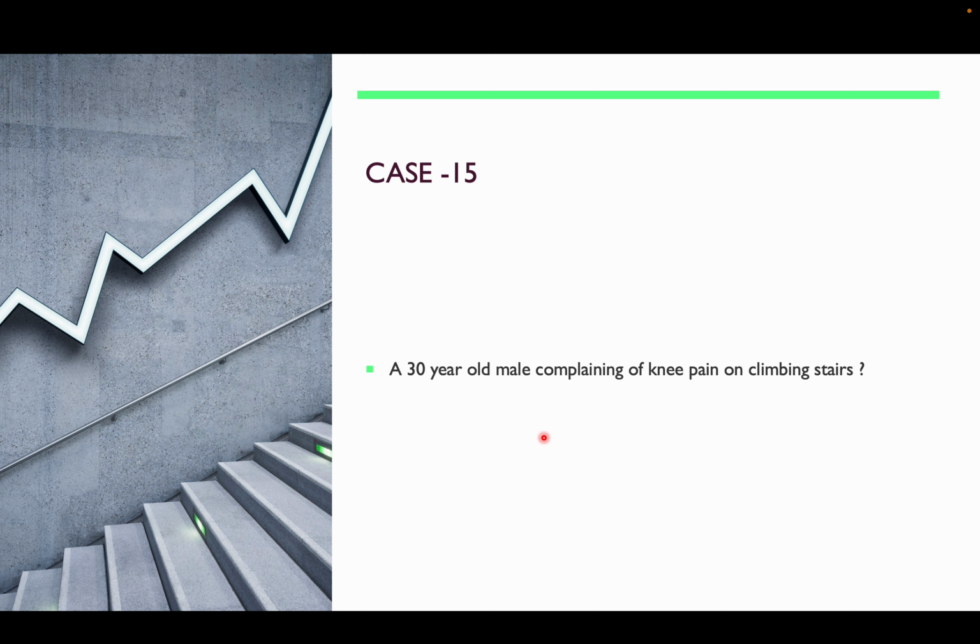Here chondromalacia patellae is the cause. One of my friends has chondromalacia patellae, that is why I mentioned this case. Chondromalacia patellae is a cause where they classically have knee pain on climbing stairs. So that is also a possibility.